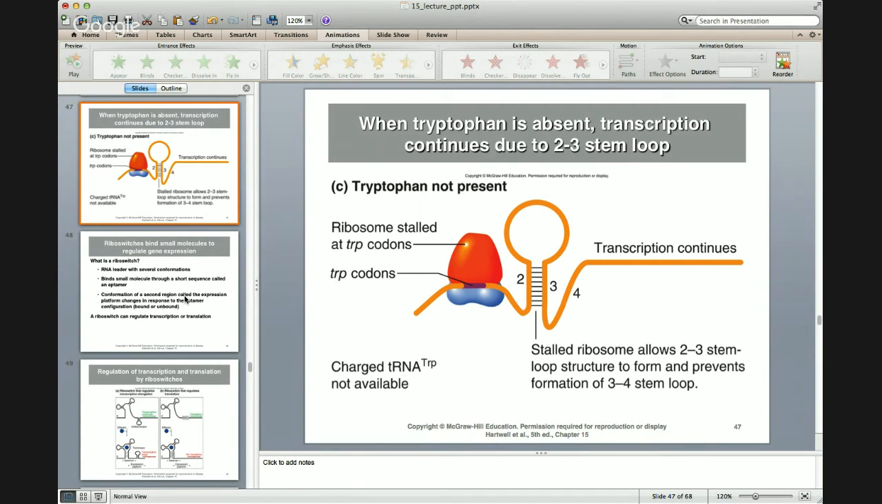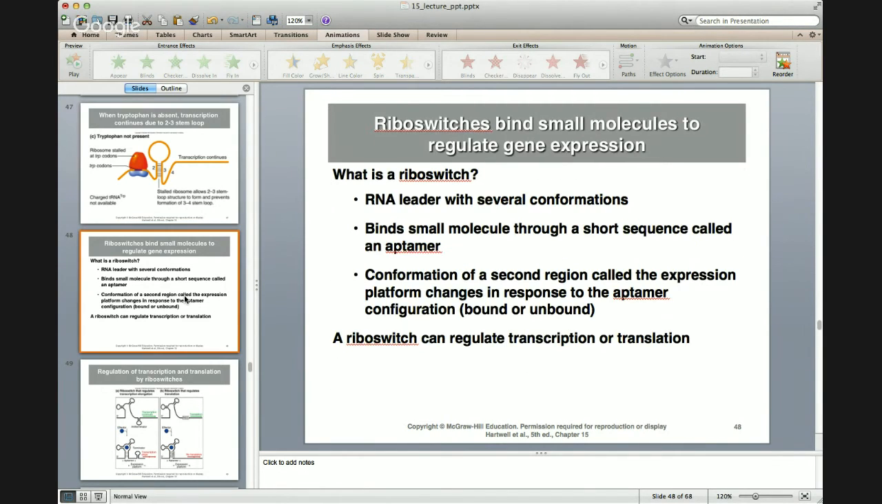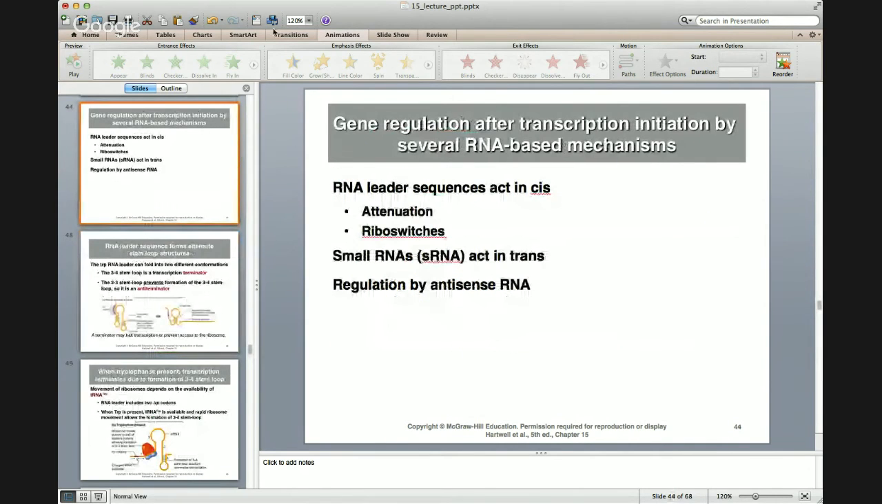Here is another, riboswitches. Well, let's look at the summary. Okay, so other mechanisms, we mentioned attenuation being one, where the leader sequence acts in cis. You also have riboswitches, which also act in cis. You have small RNAs or siRNAs, which act in trans. And then you have regulation by antisense RNAs. So we looked at attenuation. Let's look at riboswitches and how they regulate transcription.